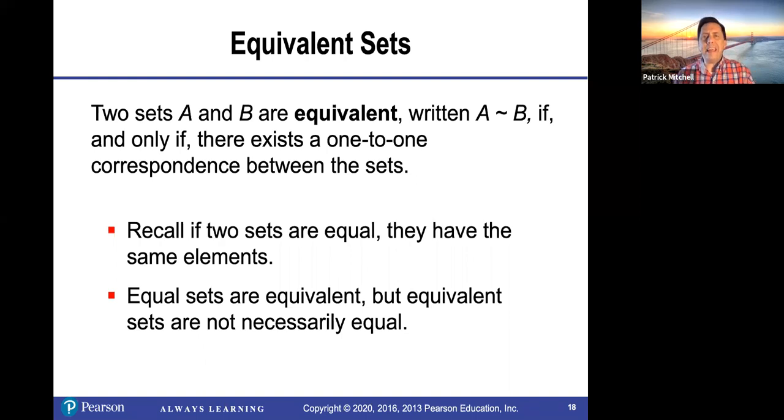However, equivalent sets are not necessarily equal, all right? Remember, all the elements have to be exactly the same. So ABC and 1, 2, 3, those are equivalent, but they're not equal because they don't have the same elements.